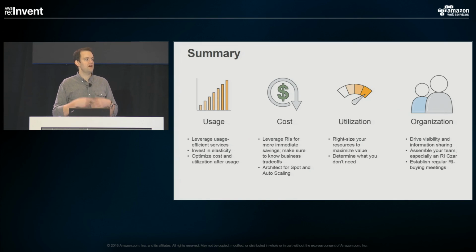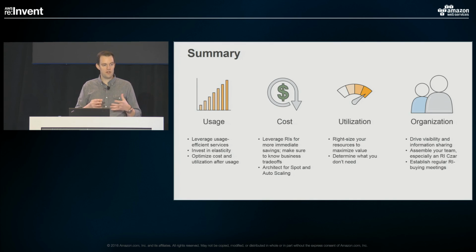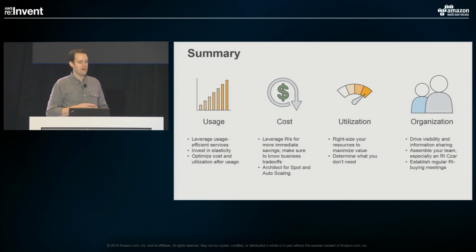Architecting for Spot, using autoscale groups, et cetera, has huge benefits to cost efficiency. And utilization is really all about right-sizing your instances, making sure you have the right kind of workload that's appropriately sized and taking most advantage of the resources you give it, and figuring out what you don't need and shutting it off. And finally, I'm a huge fan of organizational collaboration between ops and finance. You can't do this on either side alone, and you can get a lot of leverage, especially on the ops side, by training people in finance or financial operations to purchase RIs and manage that program for you.